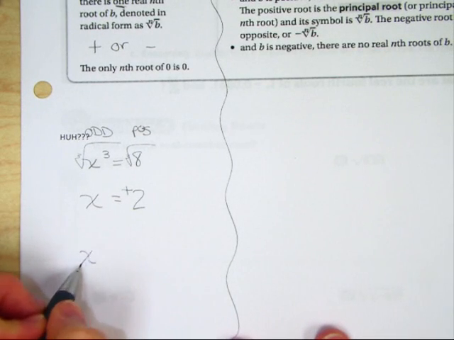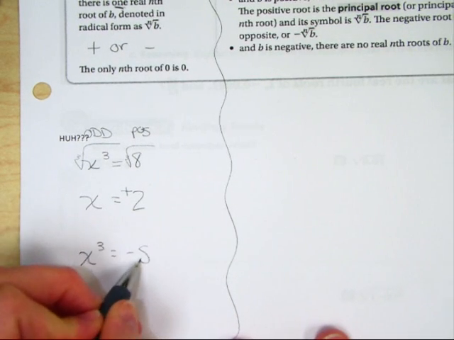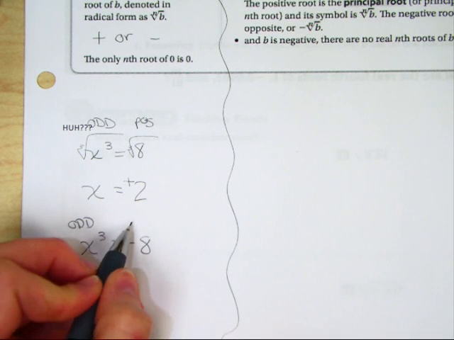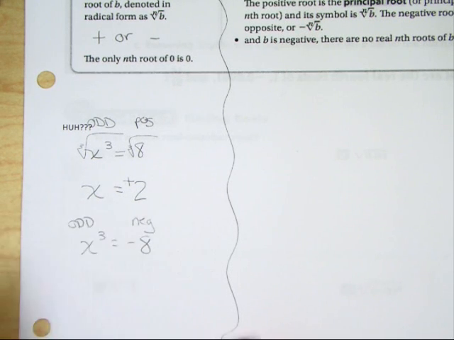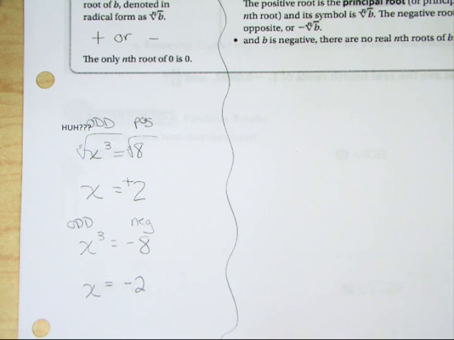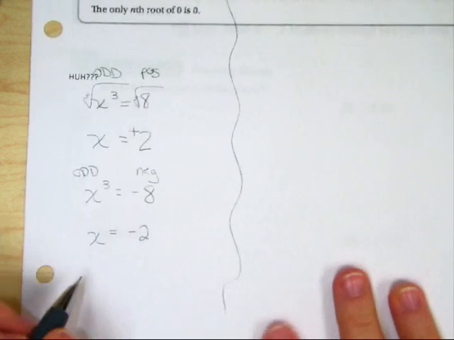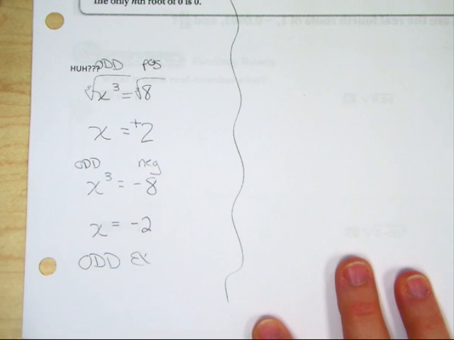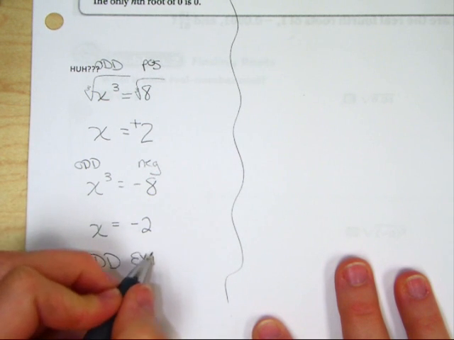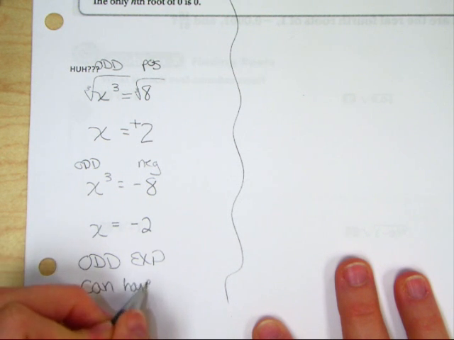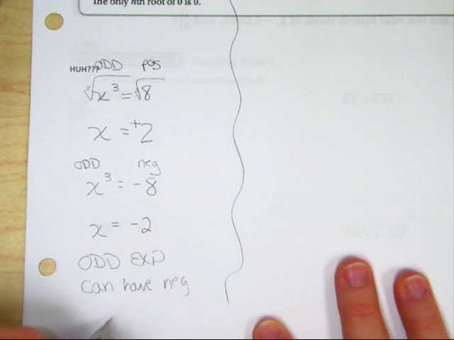Now let's pretend you had x cubed equals negative 8. Well, this side is odd, the exponent is odd, and this side is negative. The answer would be x equals negative 2, because negative 2 times negative 2 times negative 2 is negative 8. Okay, so down here I want you to write odd exponents can have negative answers.